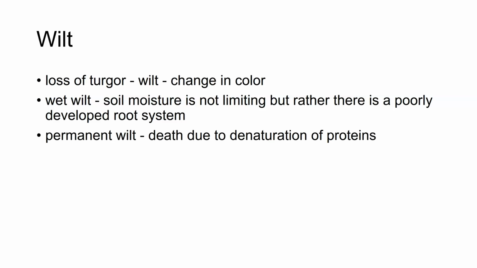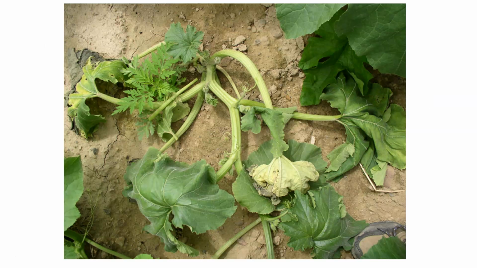We also have a permanent wilt. In a permanent wilt, you get death due to denaturation of proteins. When permanent wilt occurs, there's not much that's going back. You can't revive a plant that has permanently wilted. This is a picture of a squash plant. You can see how the leaves have lost turgor, how they are wilted. At a certain point, some of these leaves have permanently wilted. Some of the plant has temporarily wilted. This really turns into a problem because you've got to figure out how to get the plant back up, and one of the only ways is to irrigate.